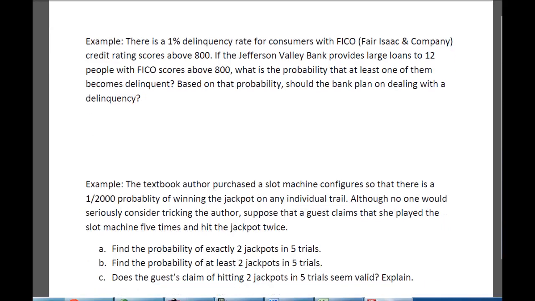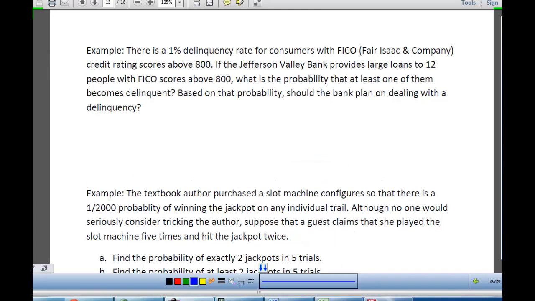Okay, so first of all, we see this problem, and again, we're starting to build our little tool bank. We'll ask ourselves, if we don't have any other clues, is this thing binomial? At least. Okay. So that means that 12 people and one doesn't. So we have a fixed number of trials, right? We got the 12. Do we have 2 outcomes? Yep, delinquent or not.